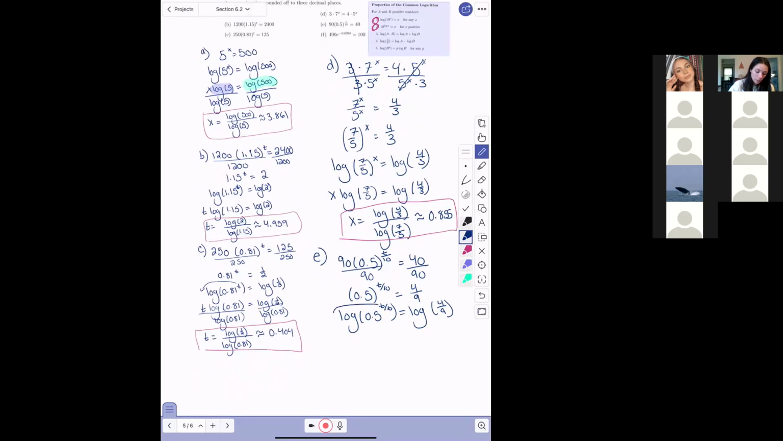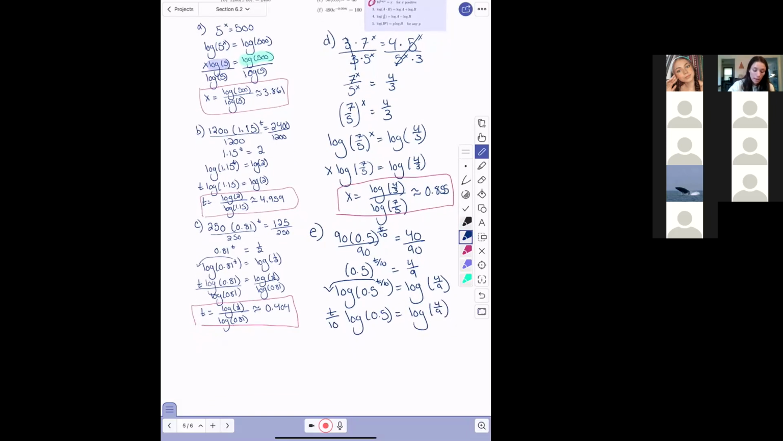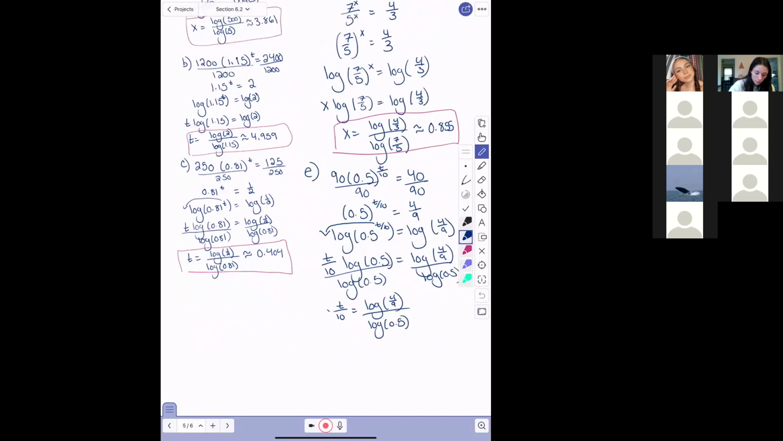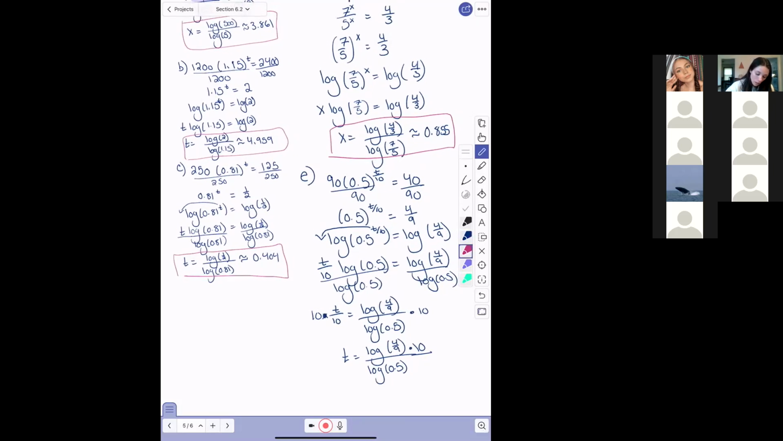Using that property 5, which I hope you guys have come to love, we'll pull this exponent out. So we have t over 10 times the log of 0.5 is equal to the log of 4 over 9. So this one's a little funky because we have another extra step, but we'll go ahead and divide both sides by log of 0.5. So we have t over 10 is equal to the log of 4 over 9 divided by the log of 0.5. And then lastly, we'll multiply both sides by 10. So t equals the log of 4 over 9 divided by log of 0.5 times 10. And you could just do that times 10 in the numerator. And that's your final answer for this one.